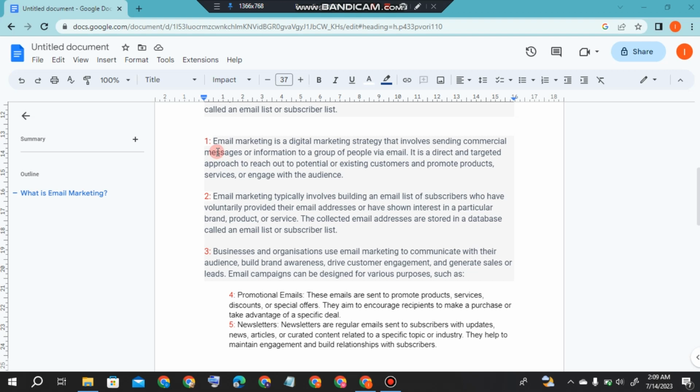Number one, email marketing is a digital marketing strategy that involves sending commercial messages or information to a group of people via email. It is a direct and targeted approach to reach out to potential or existing customers and promote products, services, or engage with the audience. Number two, email marketing typically involves building an email list of subscribers who have voluntarily provided their email addresses or have shown interest in a particular brand, product, or service. Collected email addresses are stored in a database called an email list or subscriber list.